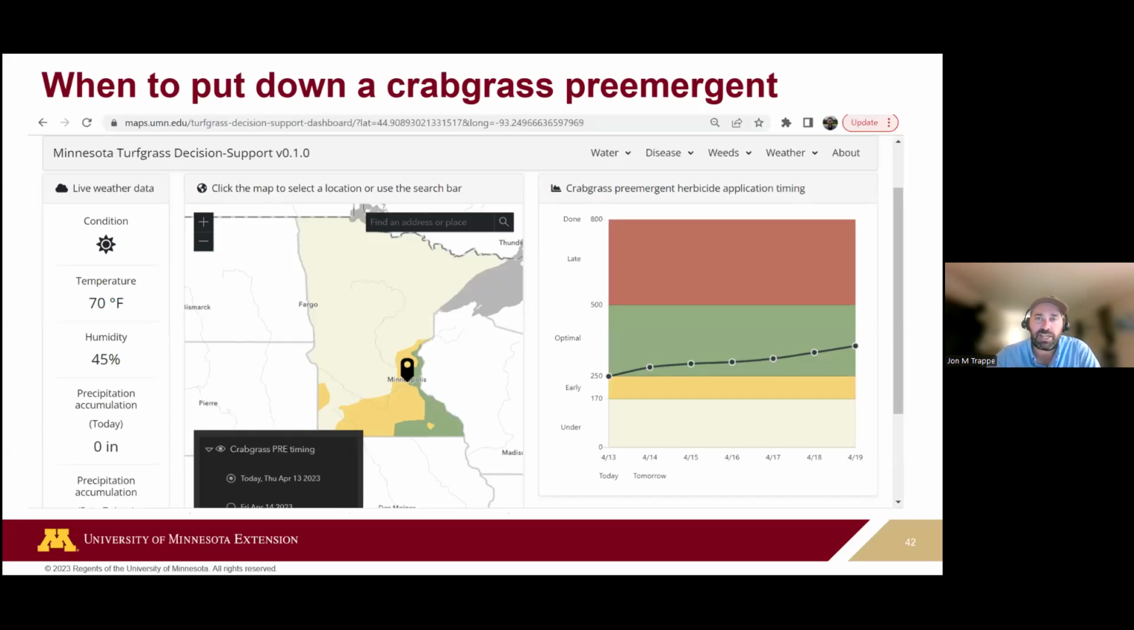Now, we do have a tool to help homeowners and turf professionals identify when is the best time to put down a crabgrass pre-emergent in the spring. You can literally zoom in on this tool and drop a pin on your home, or if you've got, let's say, a property or a number of properties you're managing, you can do the same with this. It basically pulls in local weather station data, and it'll tell you based on soil and air temperatures whether it's too early, the best time of the year, or it's too late to apply a crabgrass pre-emergent herbicide.